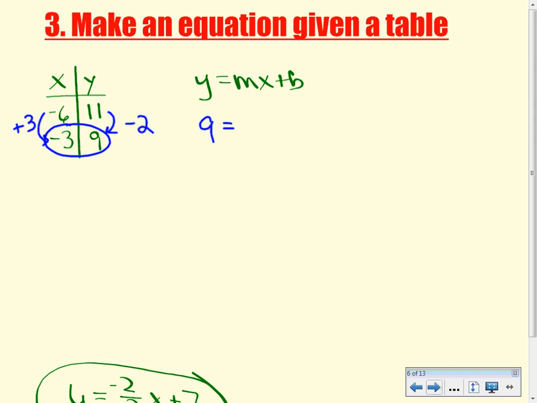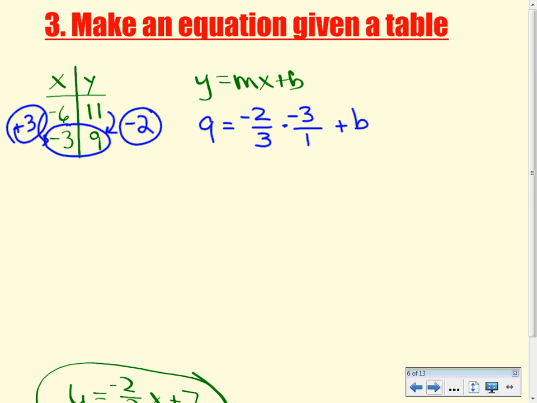And my slope is the change in y divided by the change in x. So my m is that. And my x is -3. Because if I chose 9 for y, I got to choose the same part of the coordinate there. And we have plus b.